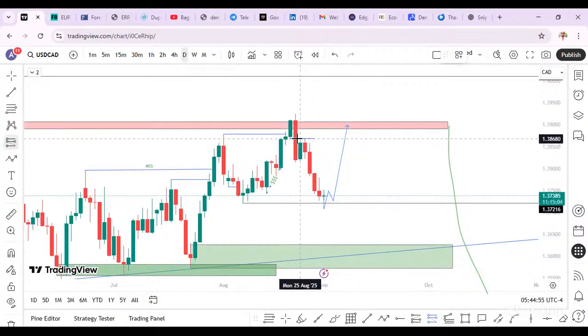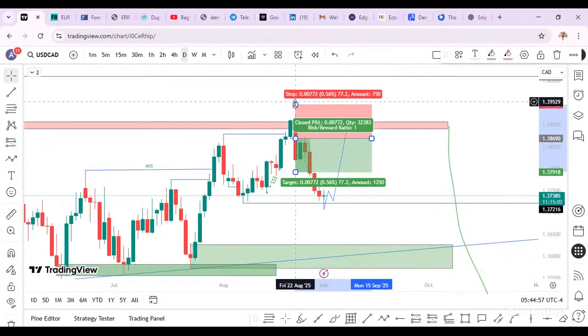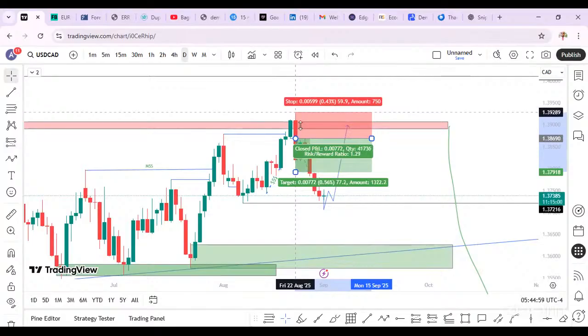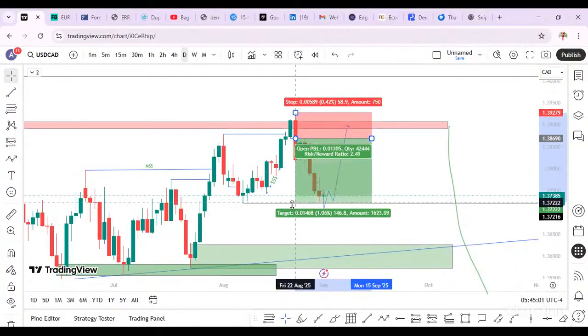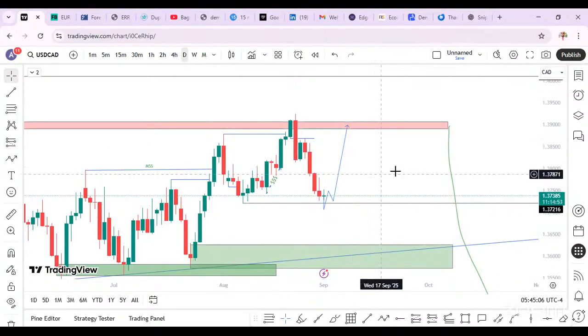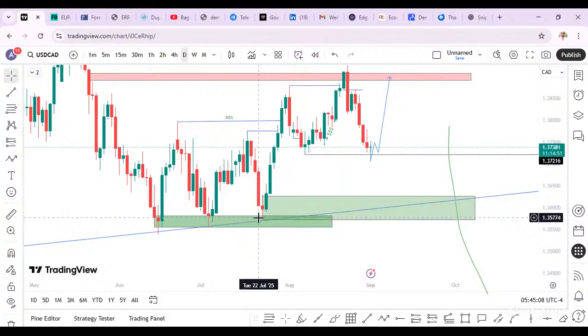Then your stop loss will be wise. Now my stop loss will come above here, which is there. So I can now target the opposite side. So this will be a trade. And it always works. Look at here.